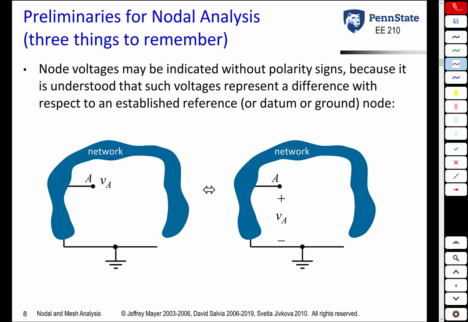Before we get into nodal analysis, a couple preliminaries we want to get out of the way. The first thing is that nodal analysis uses absolute node voltages. And if you remember, you can always indicate them without a polarity sign because it is always referenced to ground. So we're going to see in nodal analysis that we're going to have these variables that we define at every node. It's just going to be a variable, VA, VB, VC, etc. But related to this, you must always indicate ground when using nodal analysis.